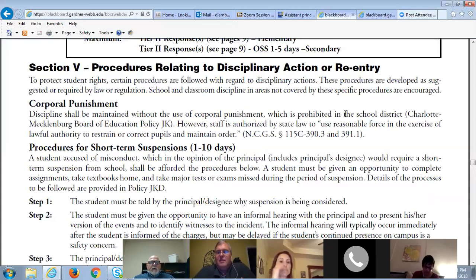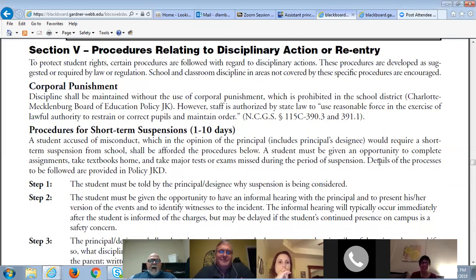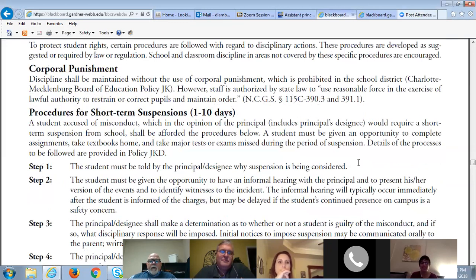A student accused of misconduct must be told why, what they're there for. They have to be given the opportunity for an informal hearing. Now, this is not just for suspensions. This is any incident that they've been accused of, whether it leads to suspension or not. They have to be told why they're there. They have to be given the opportunity to present their side of the case and identify any witnesses.